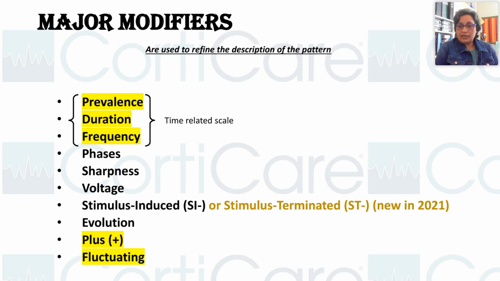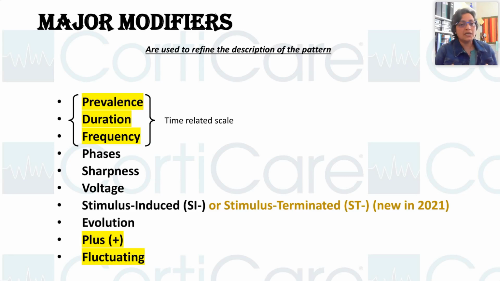Along with those main terms that we talked about in the beginning, we have major modifiers. These modifiers are used to refine the description of the patterns that we just talked about: GPDs, LPDs, bilateral independent, RDA. We are basically adding more to it. We are quantifying them: prevalence, duration, and frequency. These are your time-related scale. That's how you quantify your pattern.